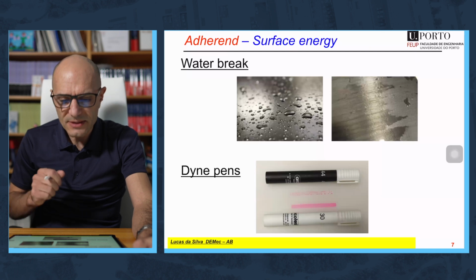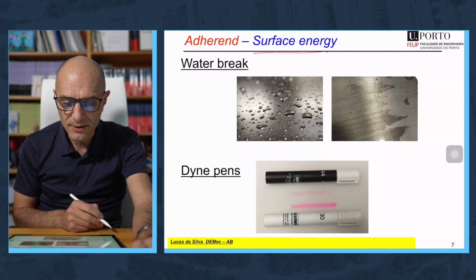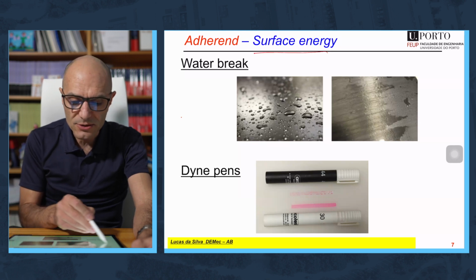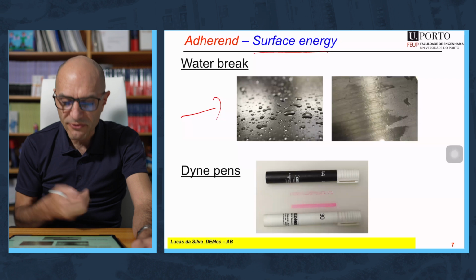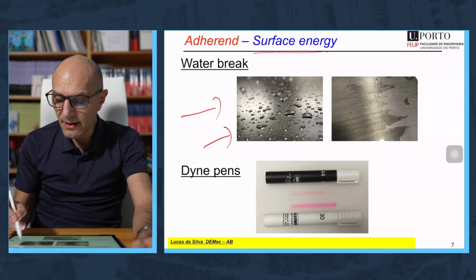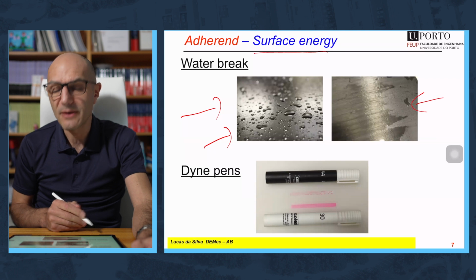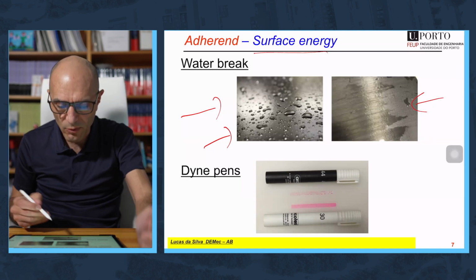Then, still about the adherent, of course, the surface energy, that's an important parameter. There are some simple tests, such as the water break test. Very easy. You simply spray water at the surface. If the water forms drops like that, it's a bad sign. If it forms a uniform film, that's very good. But that's not a quantitative test, just qualitative.